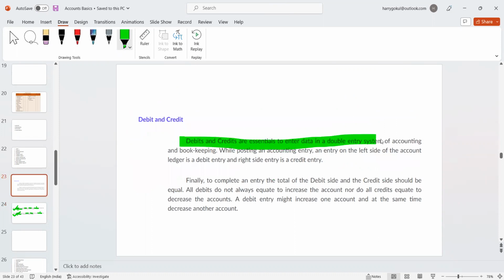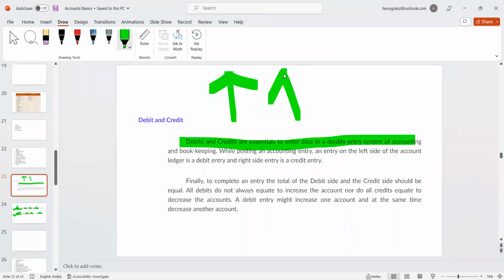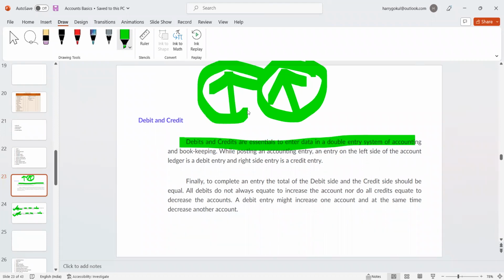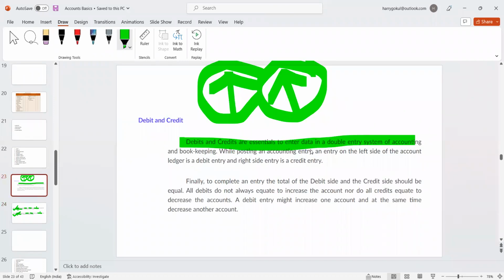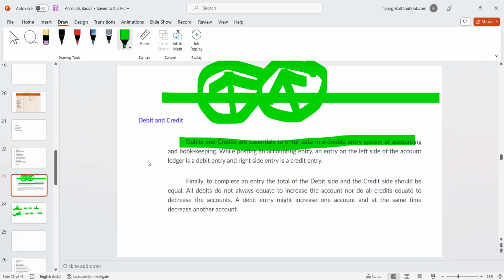Debit and credit are the most important things for the double entry system of bookkeeping. For every transaction, there will be 2 events. For one, it will become debit, and for the other, credit. One will be the giving aspect, one the receiving aspect. It's important for the double entry system of bookkeeping while recording the entries.